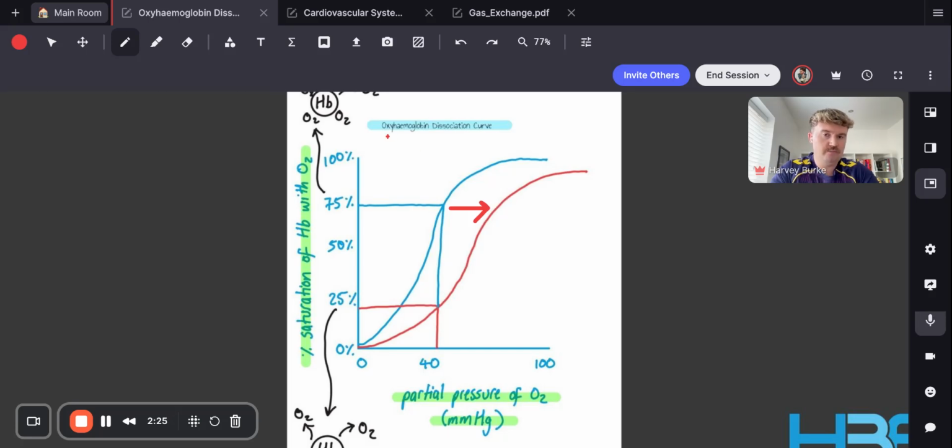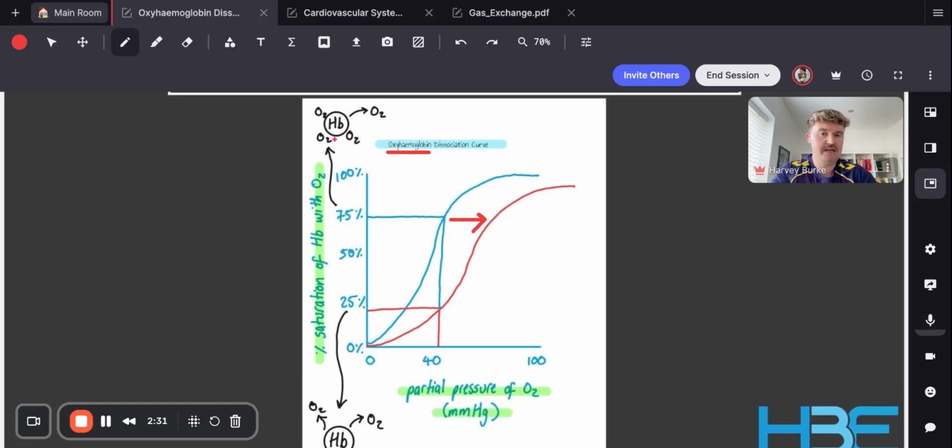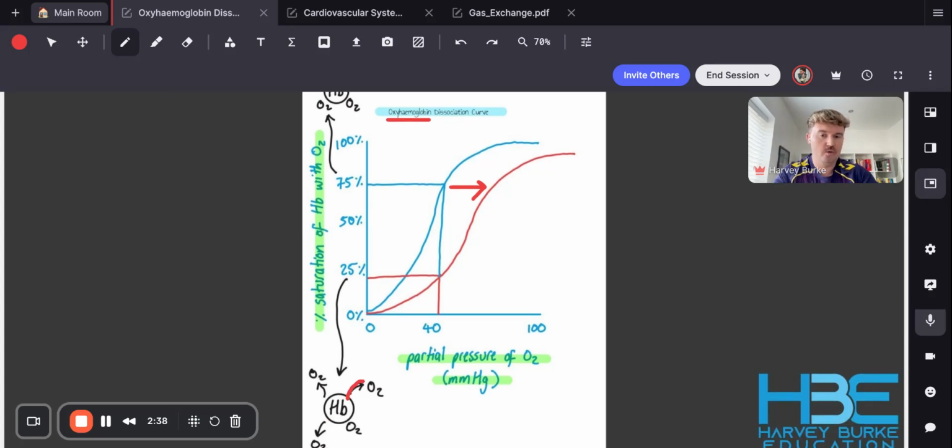So as we've already just mentioned, oxyhemoglobin is just a fancy term for oxygen being bound to hemoglobin. And then dissociation means when oxygen is being let go from hemoglobin. When hemoglobin dissociates with oxygen, it lets it go. And on this y-axis, we've got the percentage saturation of hemoglobin with oxygen. And that is just a fancy way of saying how much oxygen is bound to hemoglobin.